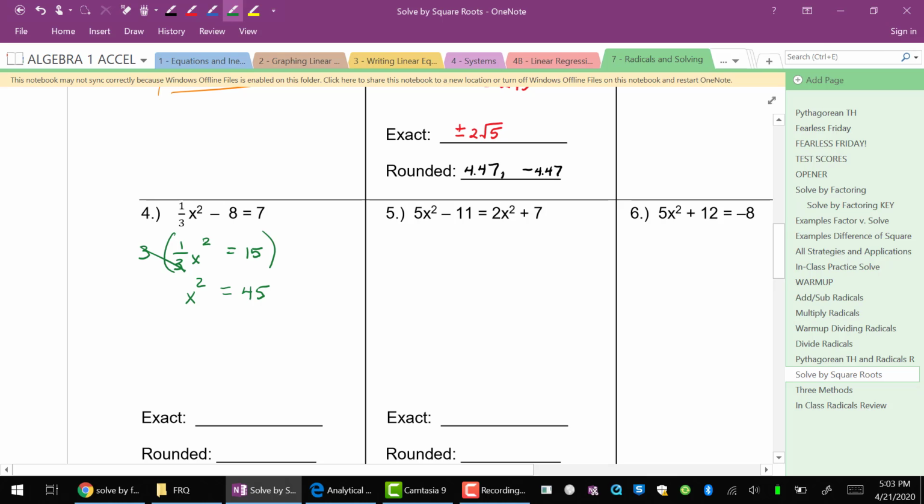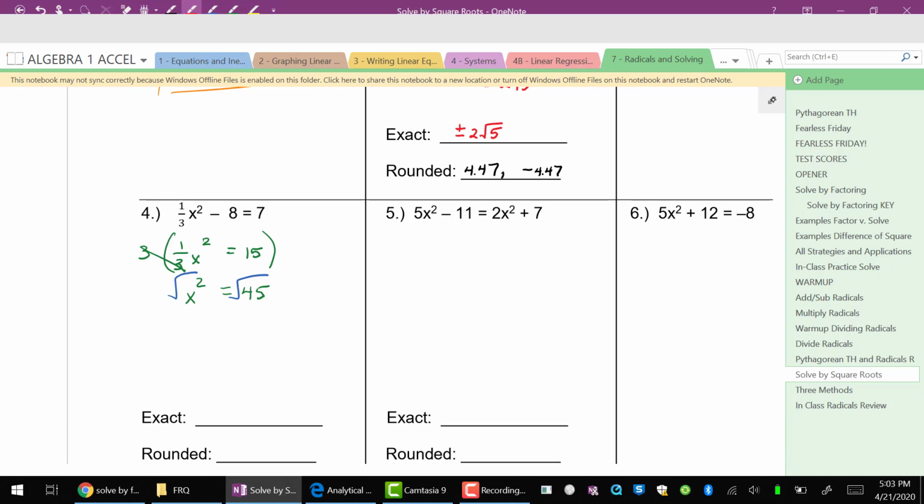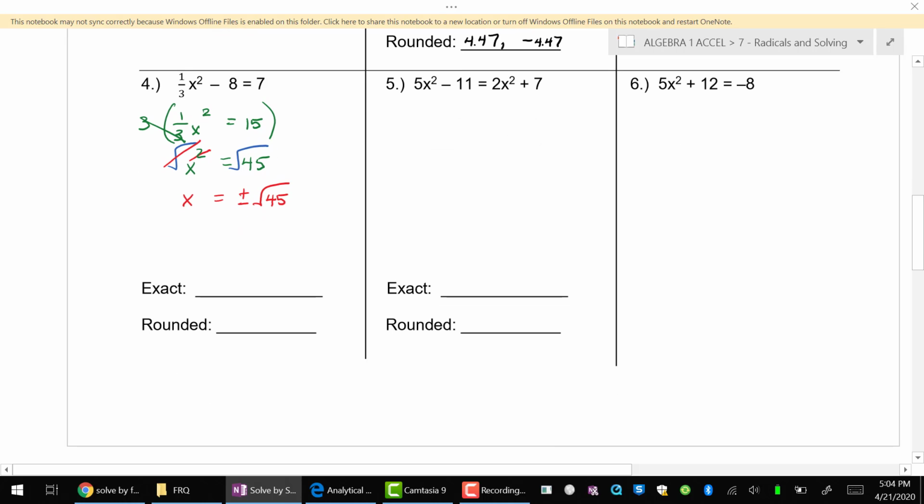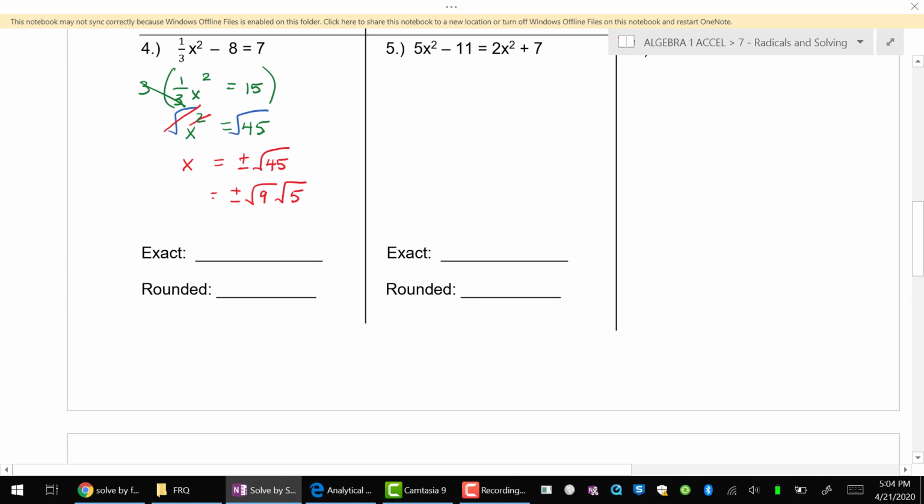Again, I'm ready here to take the square root of both sides. Regular x, because the root and the power of 2 cancel out, is equal to plus or minus the square root of 45. Now that can be broken down because there's a factor of 9 within the number 45. The square root of 9 is 3, so I have plus or minus 3 times the square root of 5.